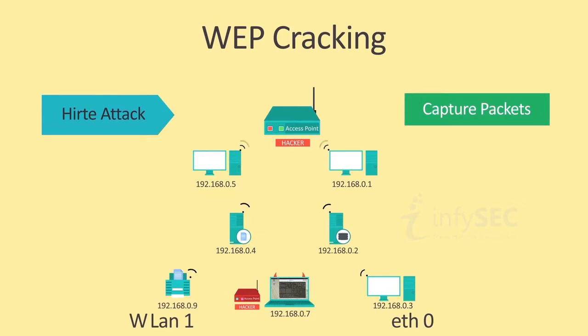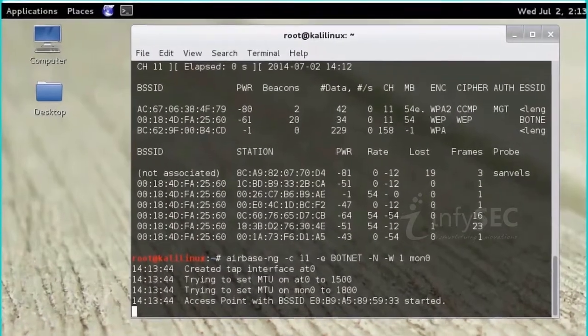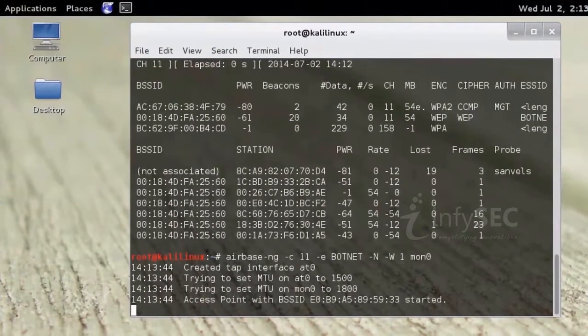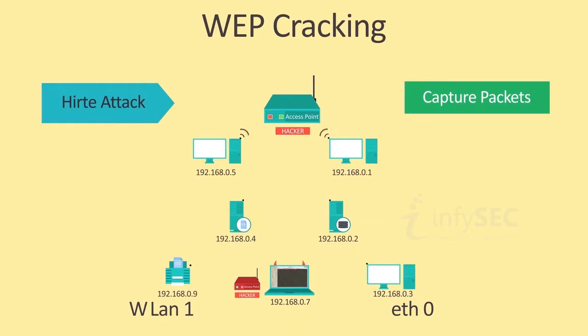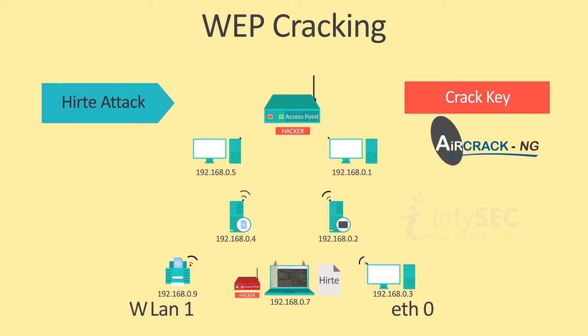2. Capture packets. Starting airodump-ng using this command, on wlan0, now we'll capture the packets that are saved to the file named Hirte. 3. Crack the key. Now that the large number of packets transmitted between the AP and the client are captured in a file, opening the same file with aircrack-ng allows cracking the WEP password.